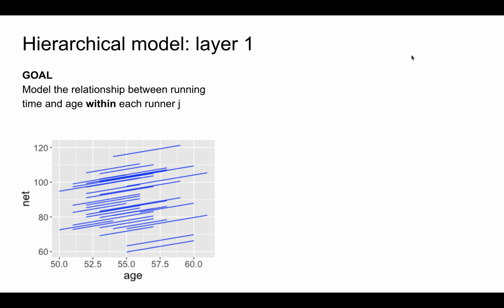As we can see from the lines here, some runners, say this runner down here, are faster than other runners, say the runner up here.